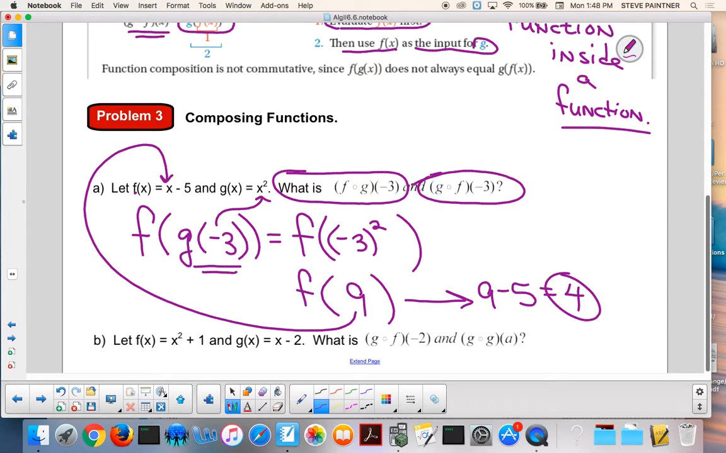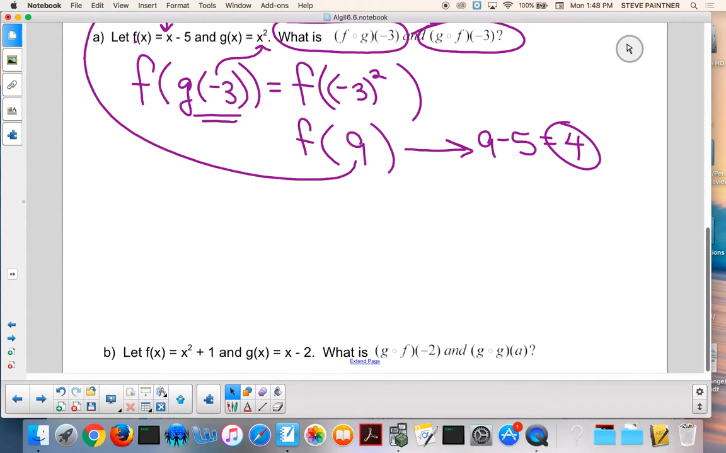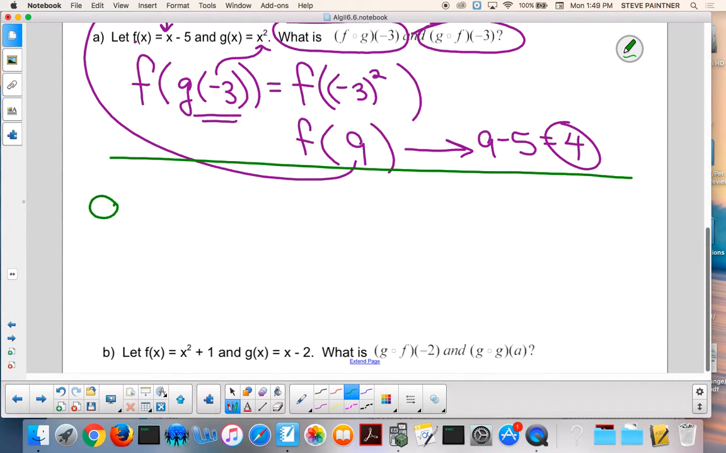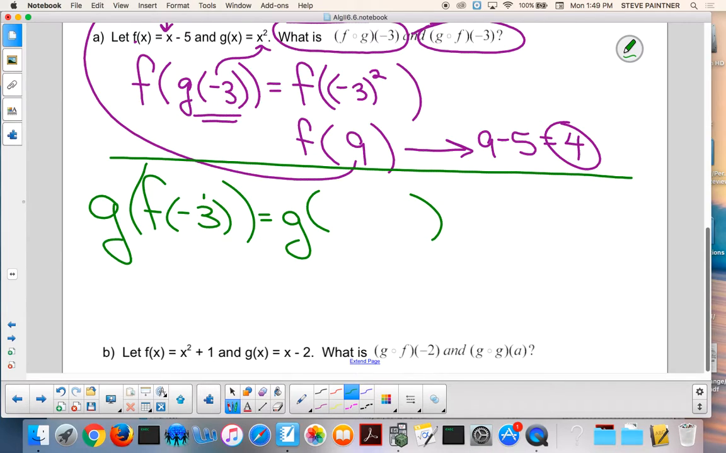Okay. Would you please do this one without my help and see if you get it before me? Now do g of f of x, or sorry, g of f of negative 3. Start with the inside, f of negative 3. Okay, I put negative 3 into the function f, up there.